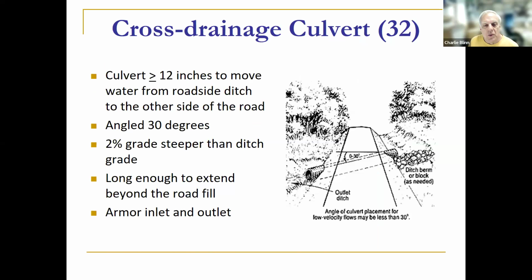We might have a system where we put in a ditch on the side of the road, and we've got a crowned road. And so we moved water over to one side of the road. We want to move it through that road prism to the other side. So we have a culvert that's angled 30 degrees from horizontal across the road. We've got a ditch block over here to catch the water, to divert it into the culvert. And then we've extended that culvert through the toe of the fill slope to make sure that that fill slope isn't eroding into the culvert itself.